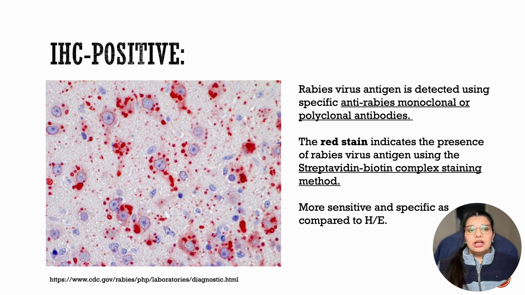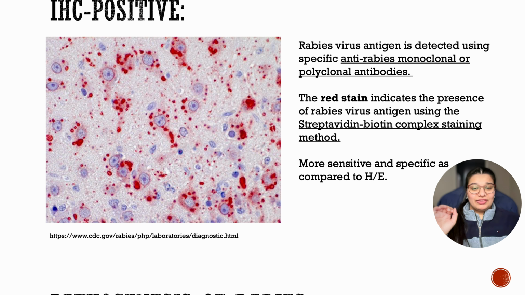How are they detected? By using specific anti-rabies monoclonal or polyclonal antibodies, and this red stain you see on the screen is the presence of rabies virus antigen. Which stain is used in this method? That's the streptavidin-biotin complex staining method, how we diagnose it. And this IHC is actually more sensitive and specific as compared to the H&E findings we saw before. So it's worth mentioning and worth remembering, it's important.